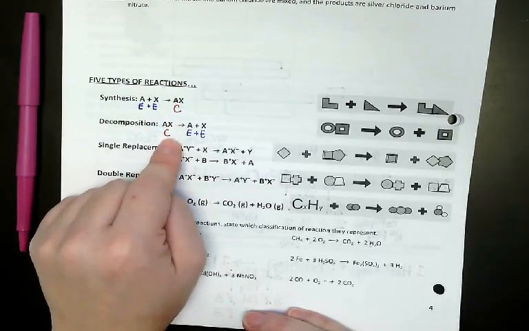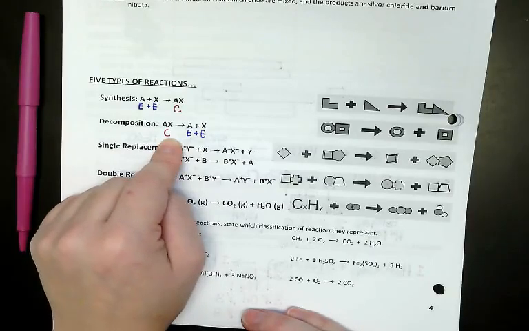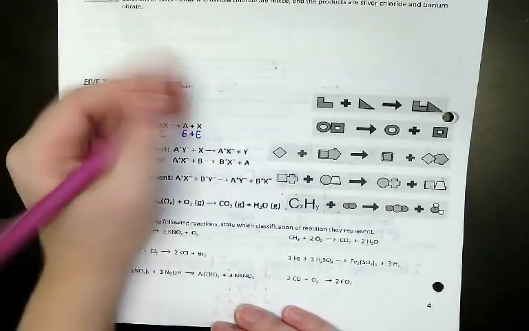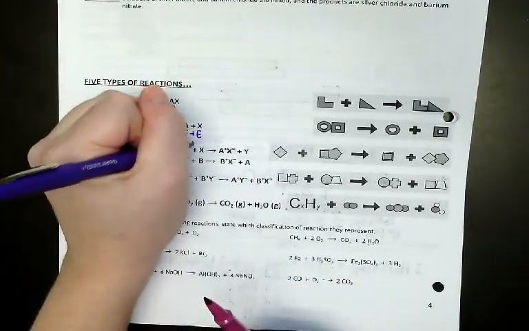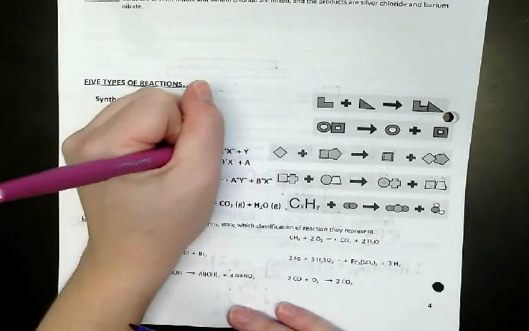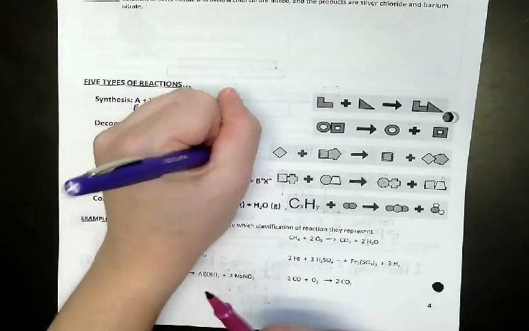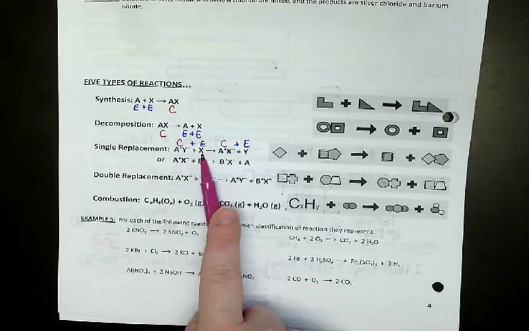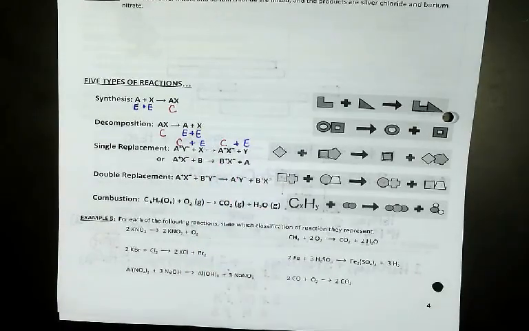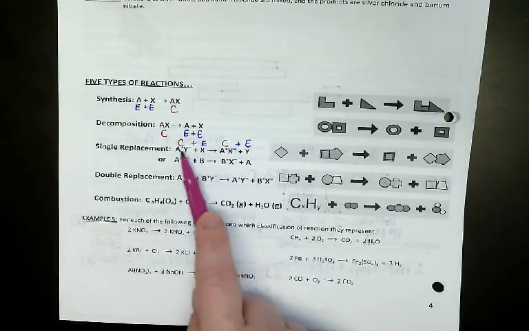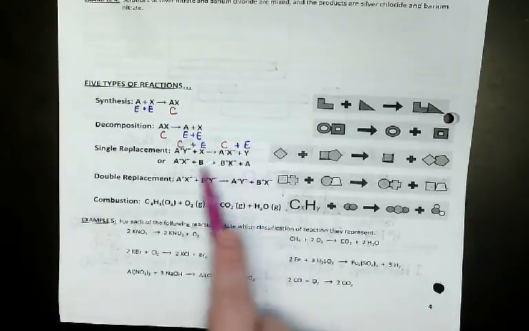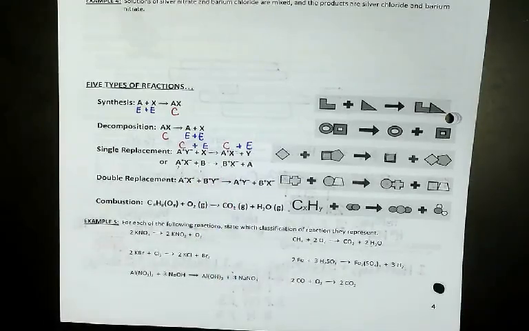Okay? Next is single replacement. Single replacement is a compound plus an element combined to form a different compound plus a different element. Okay? So notice what happened here. We had AY plus X forms AX plus Y. So the Y and the X switched places. Y'all see that? You can also have AX plus B forms BX plus A. In this case, the A and the B switch places. Okay? So it's like cheating. Think of it that way. Cheaters go from one person to another.